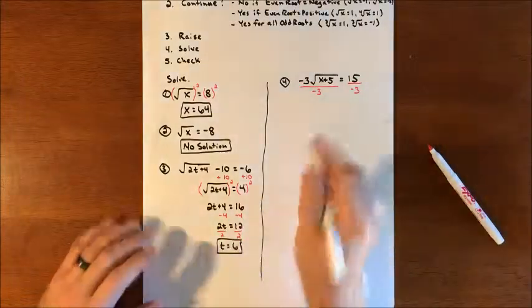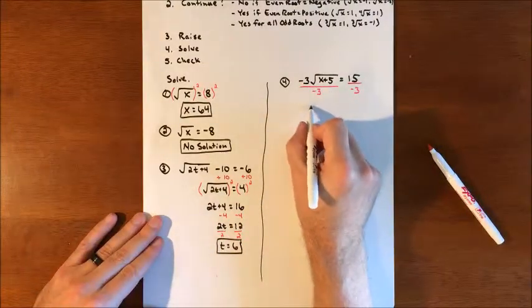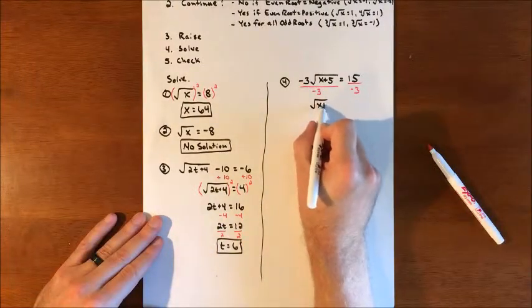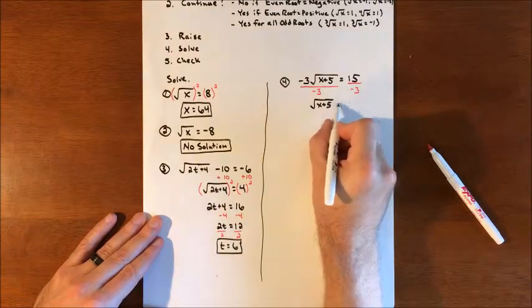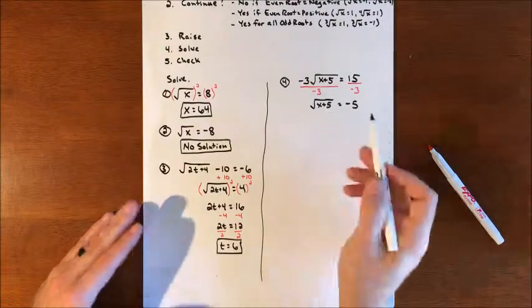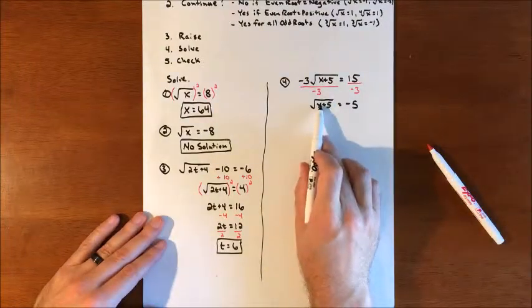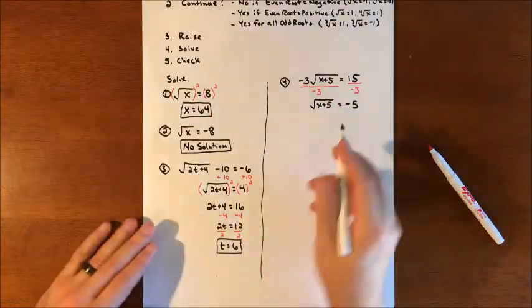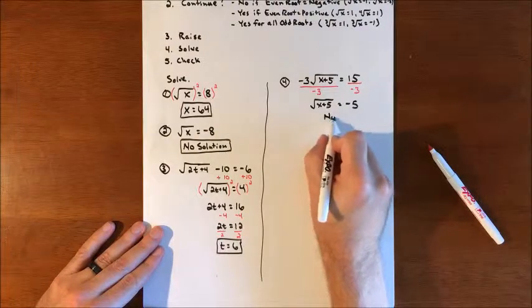So to get that done, these will cancel each other, and you're going to have the square root of x plus 5 equals negative 5. Now before we keep going, we should always question, can a square root equal a negative? No. So that's a no solution.